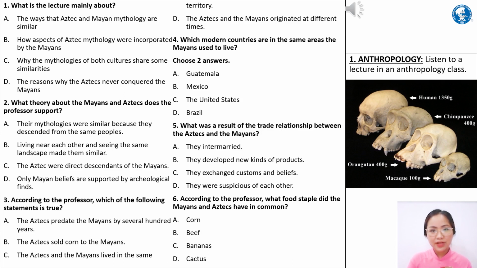Here comes the first topic, which is anthropology. You are going to listen to a lecture in an anthropology class. But before you listen, I want you to have a quick look at the question and underline the key words. You have 2 minutes for this. Let's get started. Your time is up. You will listen to the recording twice. Are you ready? Let's listen.